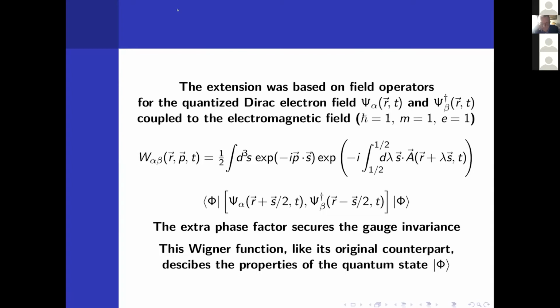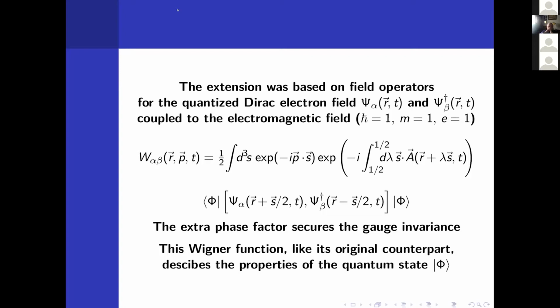The state phi is some system, some state of the system made of the electron-positron pairs. This extra factor here, which contains the potential, is necessary to secure the gauge invariance. Under the gauge transformation, the operators pick up a phase, and this phase is canceled by the integral of the vector potential. So the Wigner function carries the information about the state.